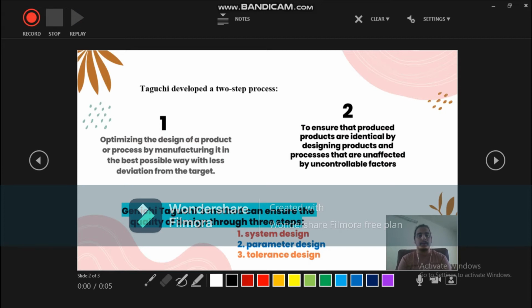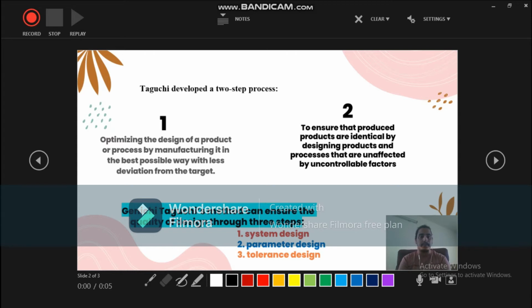Taguchi developed a two-step process. Step number 1, optimizing the design of a product or process by manufacturing it in the best possible way with less deviation from the target. Step number 2, to ensure that the products produced are identical by designing products and processes that are unaffected by uncontrollable factors.